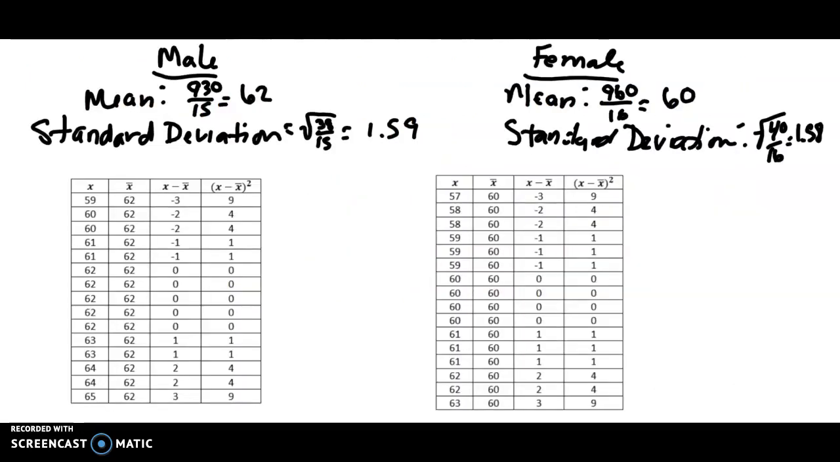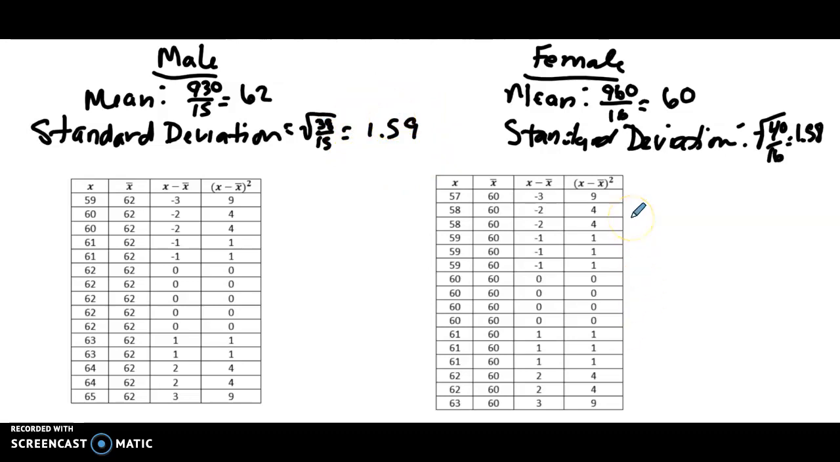Okay, so the mean for the male, when I added them up, I got 930, and there were 15 entries in the data set for a mean of 62. And then when I filled out my table for standard deviation, the sum of the x minus x prime gives me 38. So I'm going to do the square root of 38 over 15. Again, do this first before you find the square root, or put it in your calculator using parentheses. You get 1.59, rounded to the hundredth.